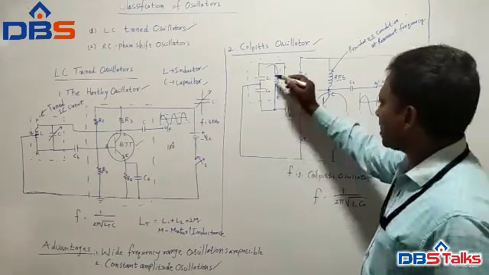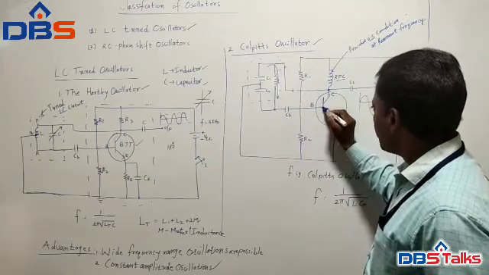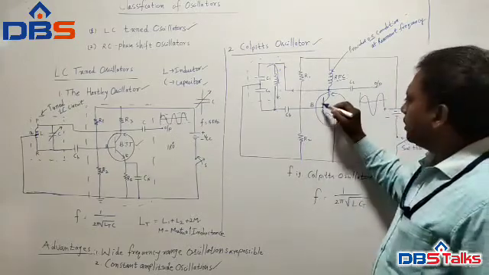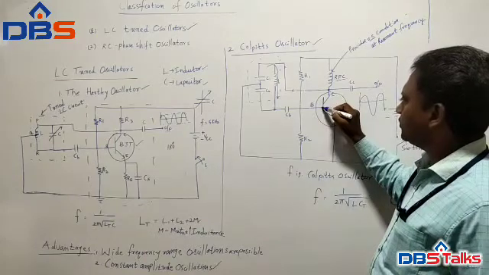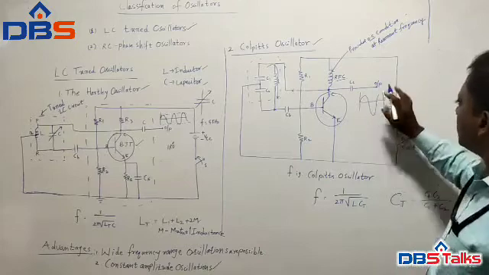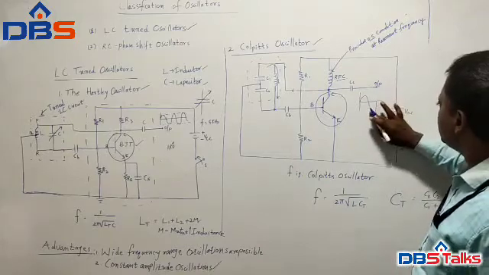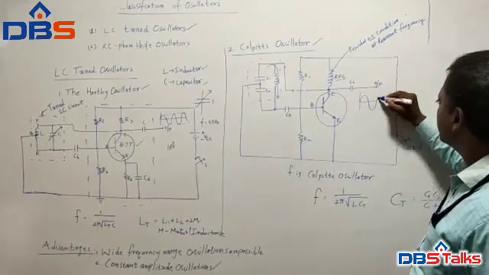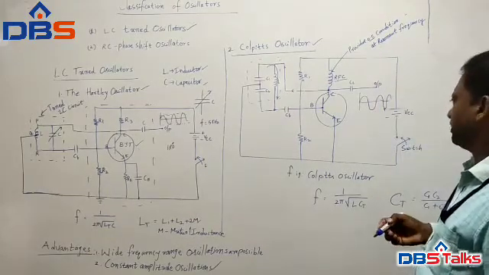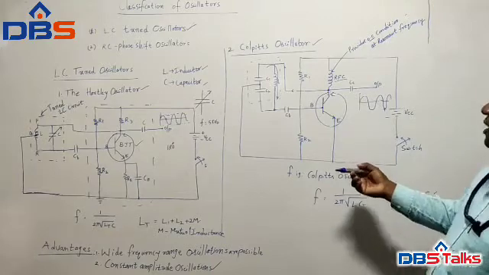Now these oscillations are given to the base of the CE amplifier, that is like input. Whenever oscillations are given at the input of the amplifier, it amplifies the signal. So therefore you will get constant sustained oscillations at the output of the transistor, that is at the collector. So the remaining operation is the same, right?